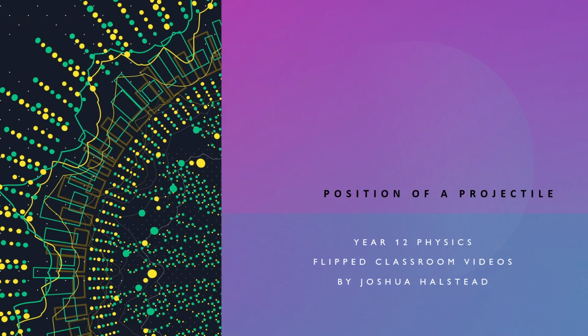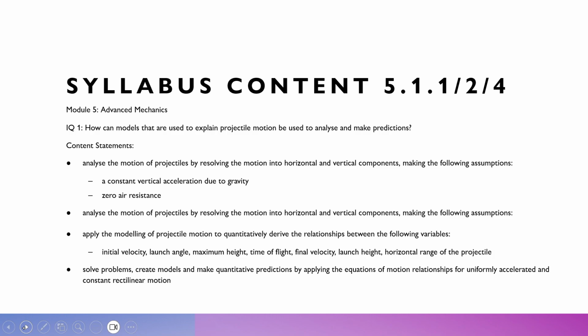G'day, in this video we're going to be looking at some techniques that we can use to determine the position of a projectile as it moves through the air. Again, we're going to be looking at dot points 5.1.1, 2, and 4. We're going to be continuing to apply concepts which focus on the horizontal and vertical components of a projectile's velocity and using our assumptions about acceleration in both of those directions in order to calculate or determine the position of a projectile.